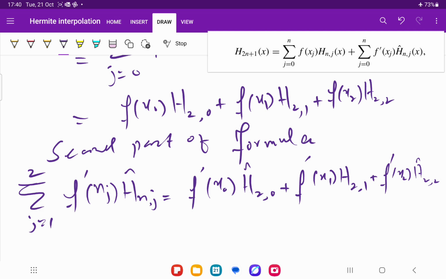So what is the meaning? The meaning is that you have to estimate your h and h hat. That is the main thing. And both h and h hat depend upon the Lagrange interpolations.